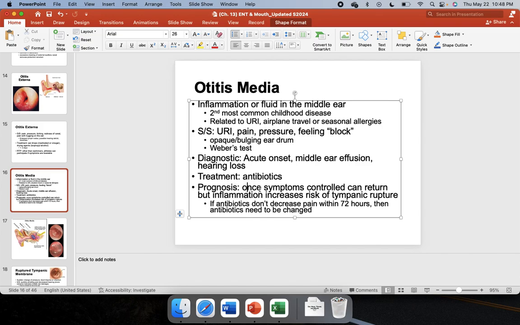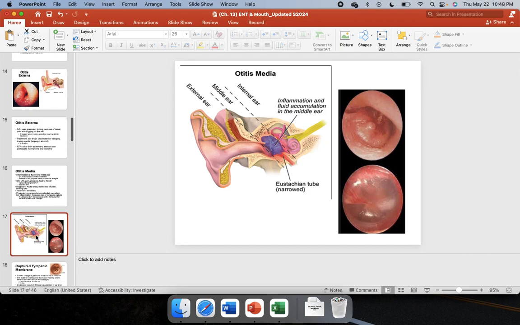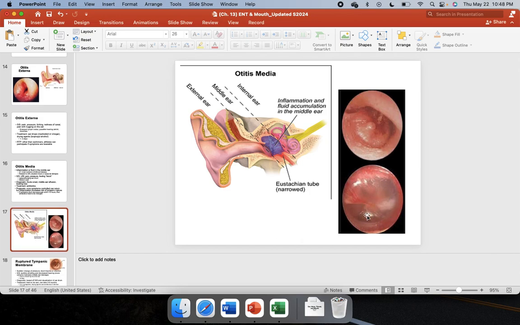So once symptoms are controlled, that individual can definitely return. But you just have to be thoughtful because if there's still a bulge, if there's still a lot of pus, then potentially that tympanic membrane is under pressure and can rupture a little bit easier. Okay. So here's what that looks like. So we're going to see this bulging red, pink, with this pus that's building up in the middle ear.